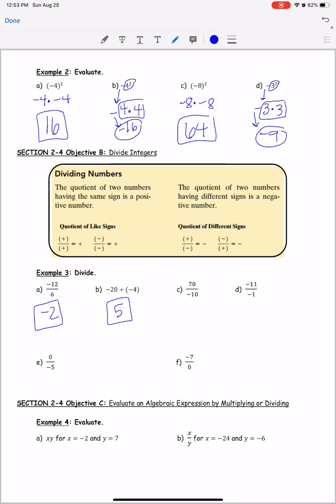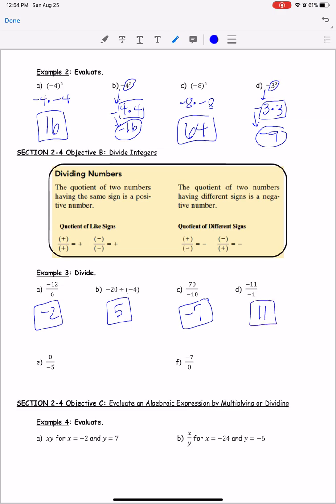C, you've got 70 divided by -10. That's this example right here, but again, it doesn't matter. You've got different signs. Different signs is negative. 70 divided by 10 is 7. So your answer is -7. And then D, we have the same sign, -11 over -1. So negative over negative is positive. And 11 divided by 1 is 11.